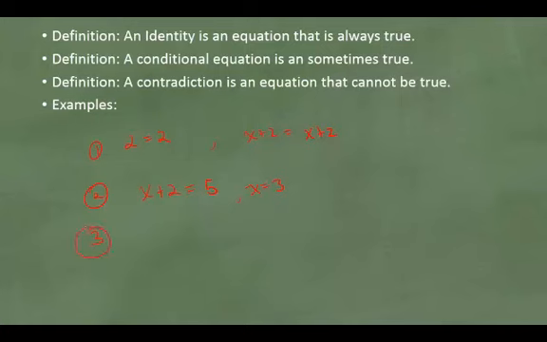A contradiction is an equation that cannot be true. So if we have something like x plus 2 is equal to x, this can't be true, because if x is equal to 1, for example, then this would read 1 plus 2 is equal to 1, or 3 is equal to 1, which is false. There's no number that we can choose for x that would make this true. So it's a contradiction.